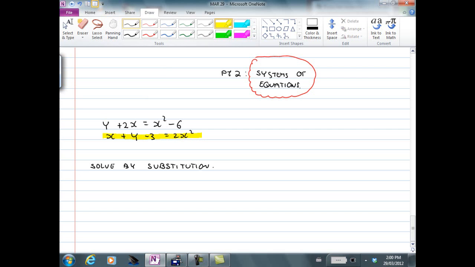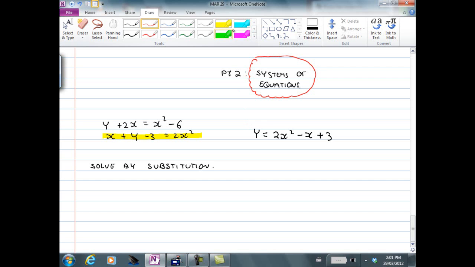You can solve for x, it doesn't matter. It's the exact same thing. So a lot of you say, let's isolate for y. y equals 2x squared minus x plus 3. What I'm going to do with this is substitute this into my first equation. We don't sub it back into the same equation. We sub into the other equation.